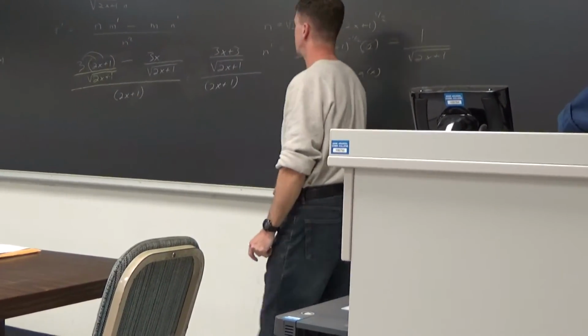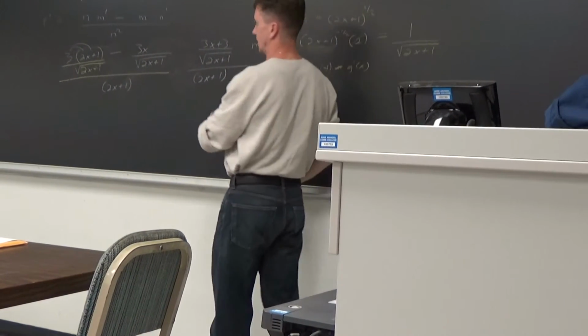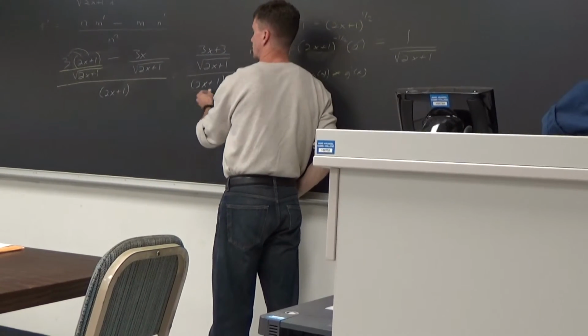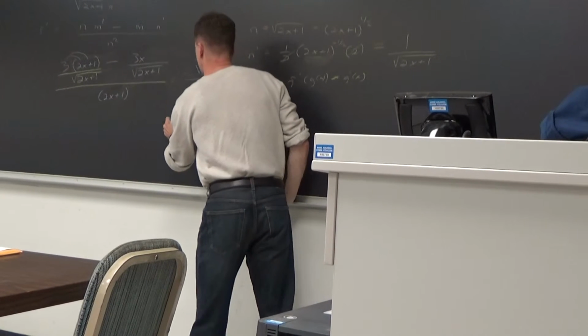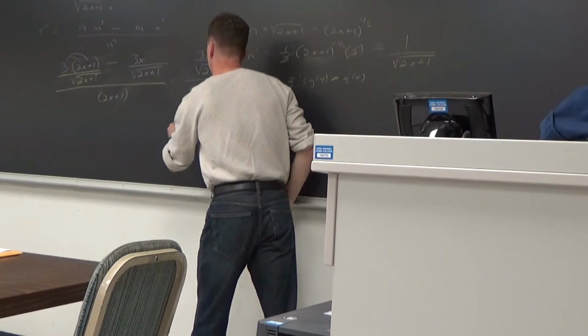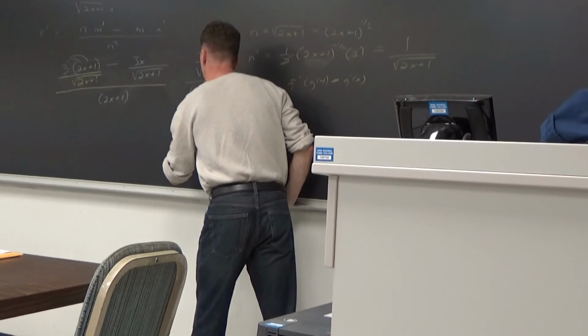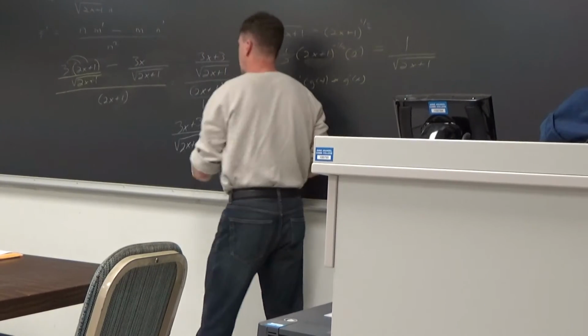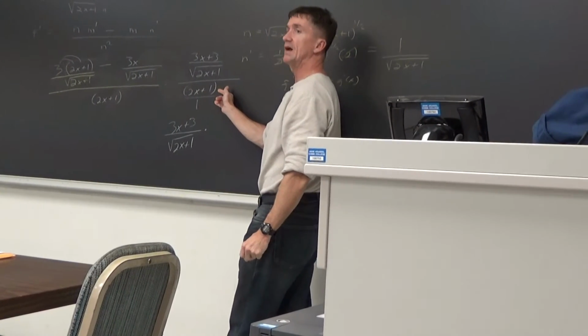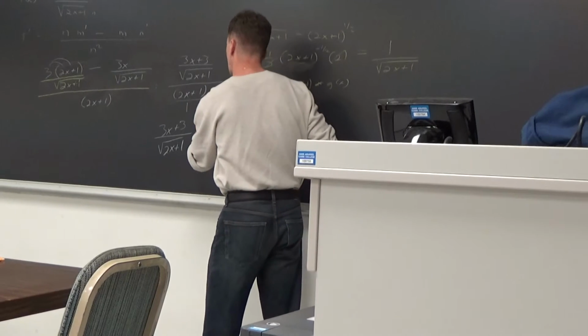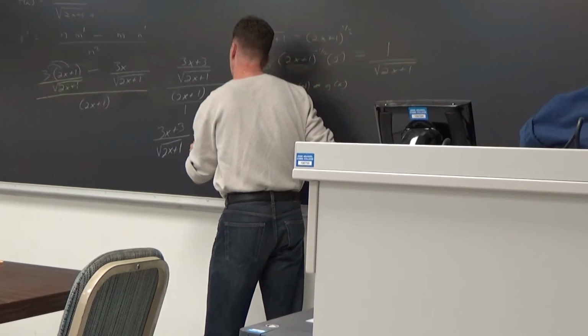One more thing, though. I want to wrap this up. How you divide fractions, this is over what number? 1. So you have a 3x plus 3 over the square root of 2x plus 1. I'm then going to multiply by this reciprocal. When you divide fractions, you multiply the reciprocal.